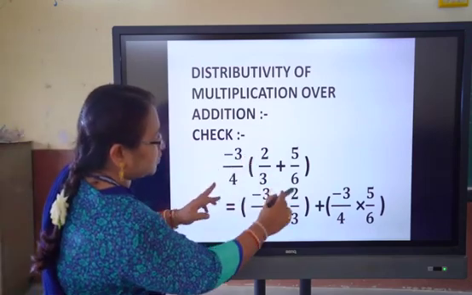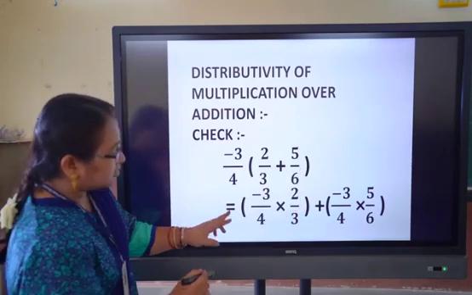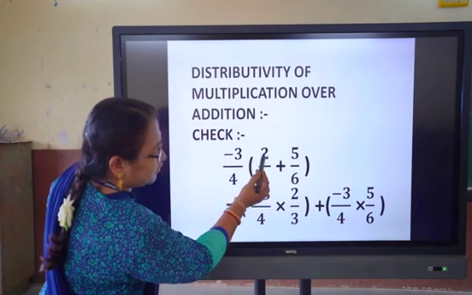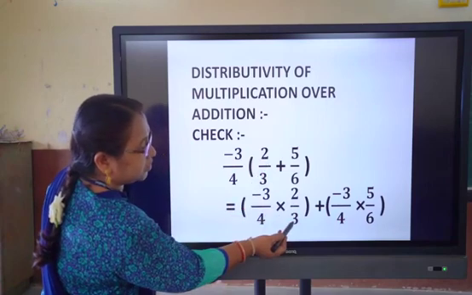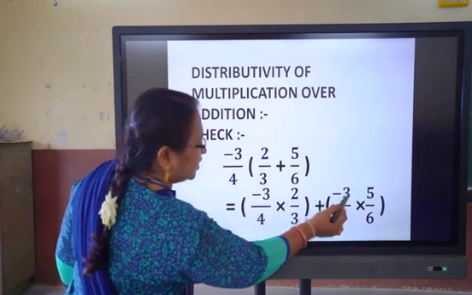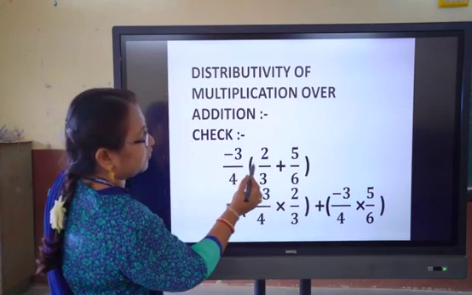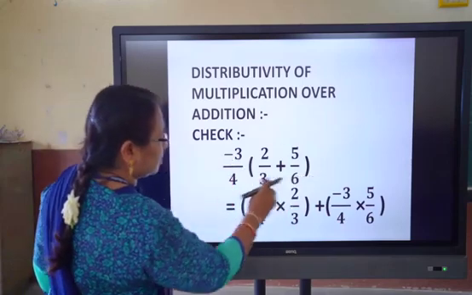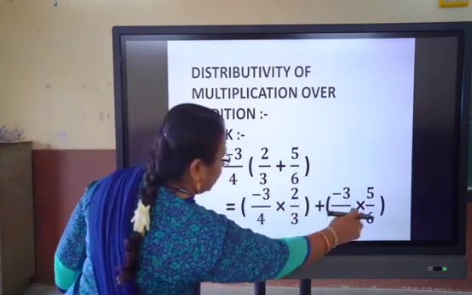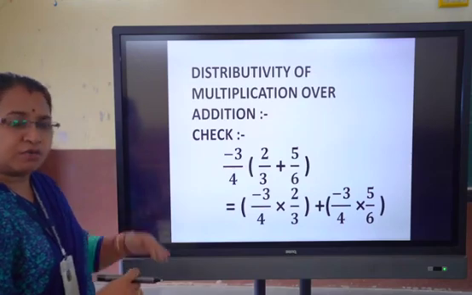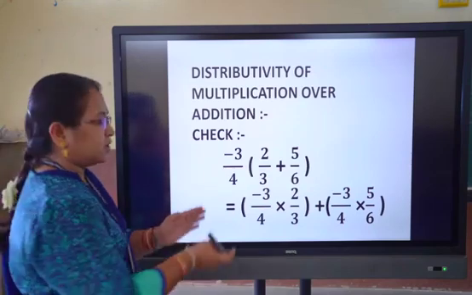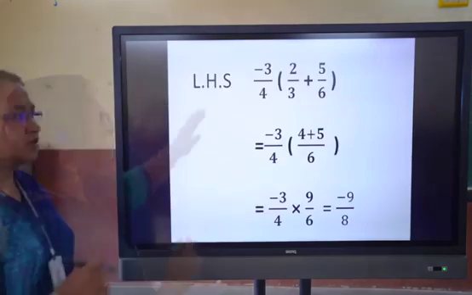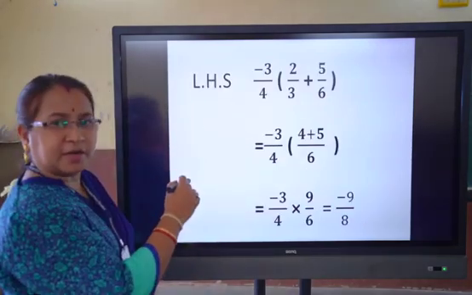This is our left hand side, and the right hand side should be minus 3 upon 4 multiplied by the first fraction inside the bracket, that is 2 upon 3, plus minus 3 upon 4 multiplied by 5 upon 6. So the first term is our LHS and the second expression is our RHS. We will simplify one by one and see whether the LHS is equal to the RHS. First we will take our left hand side, that is LHS.